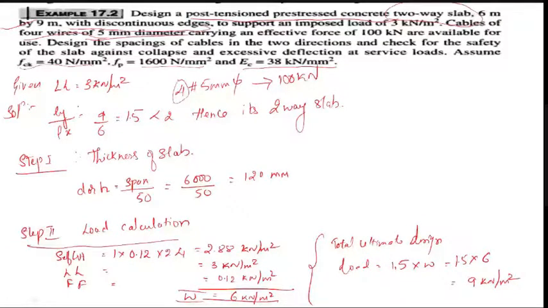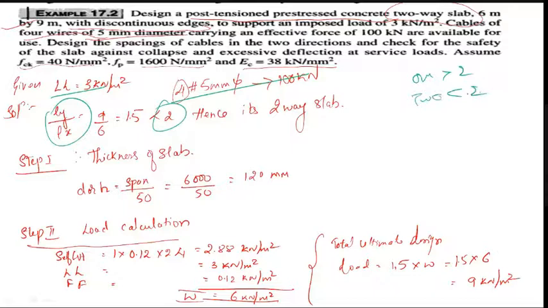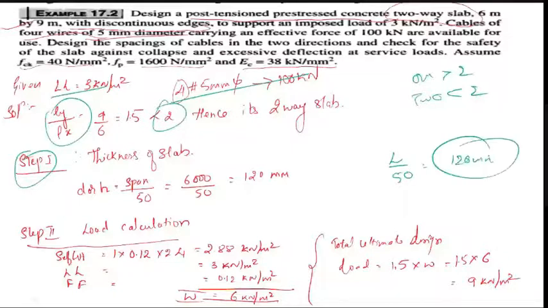Just go through the question and write down the given things. The first thing is, if mentioned in the question, you check the ly by lx ratio, whether it is a one-way slab or a two-way slab. For a one-way slab it will be greater than 2, for a two-way slab it will be lesser than 2. The next step is the thickness of the slab according to IS standards, given by L by 50. Therefore directly we get the overall depth.